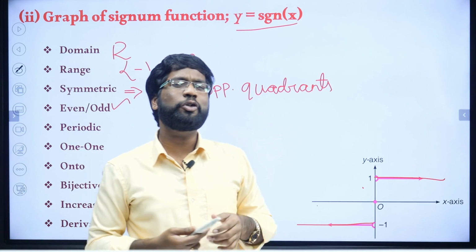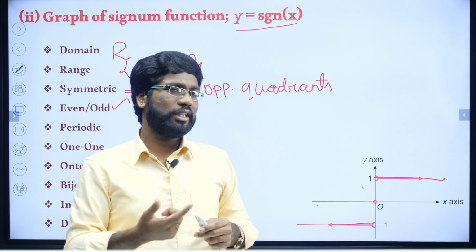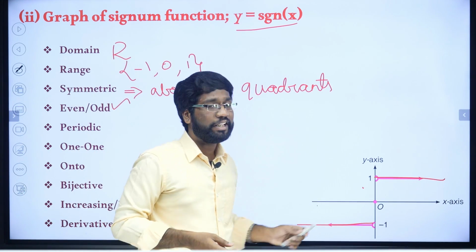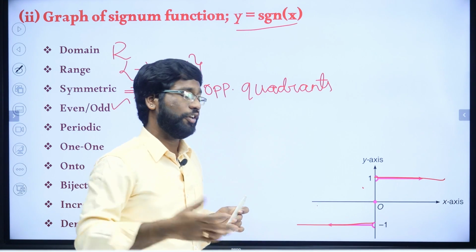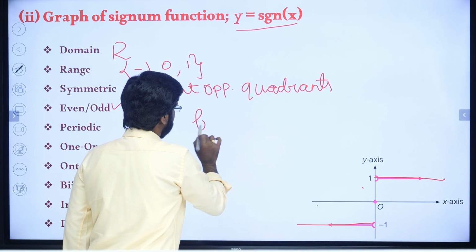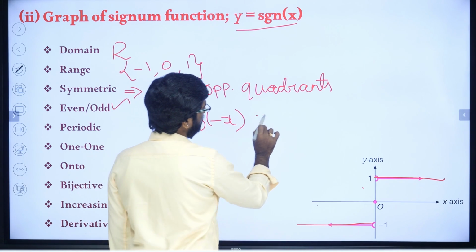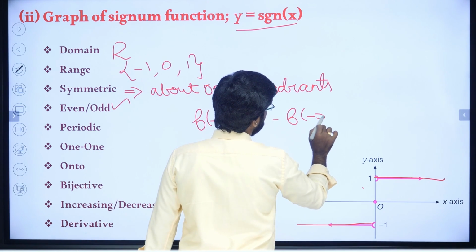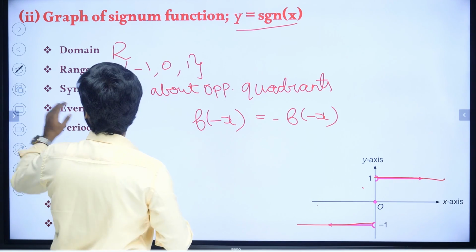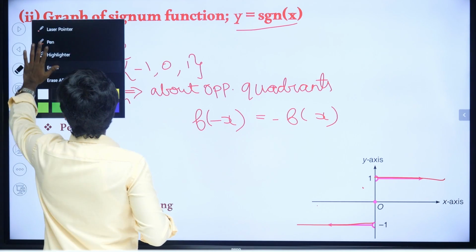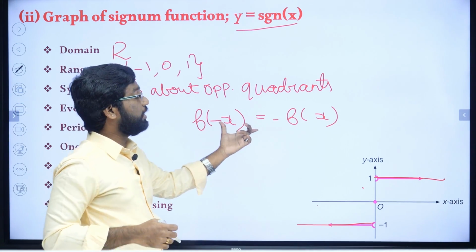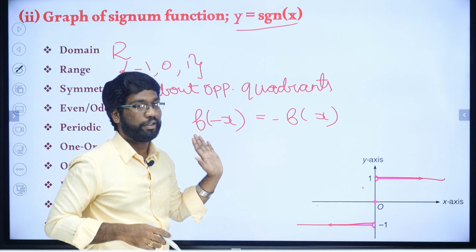For odd function, you might have the doubt. How, sir? Here we are only getting 1 and minus 1, the constant values. But how are you saying it is an odd function? Let me explain you, my dear students. f of minus x equals minus f of x, my dear students. So this is the definition for odd function.